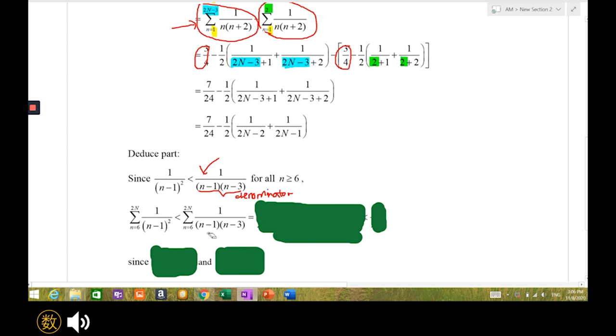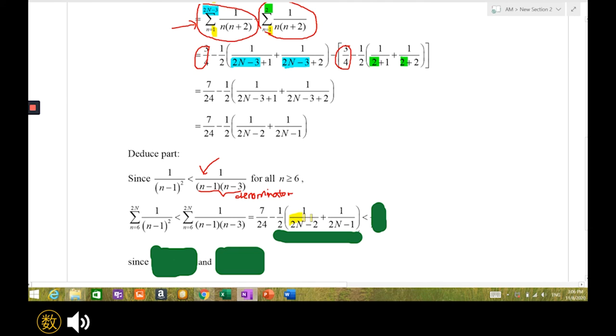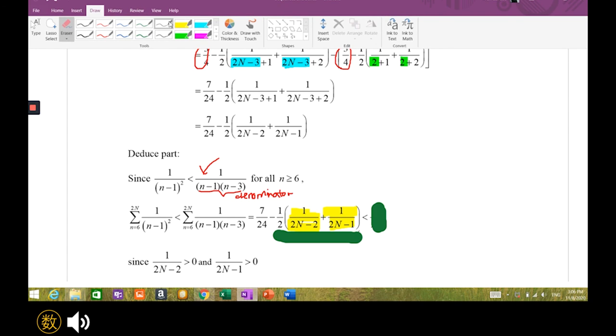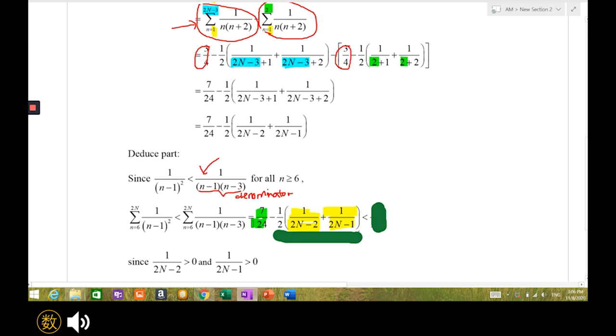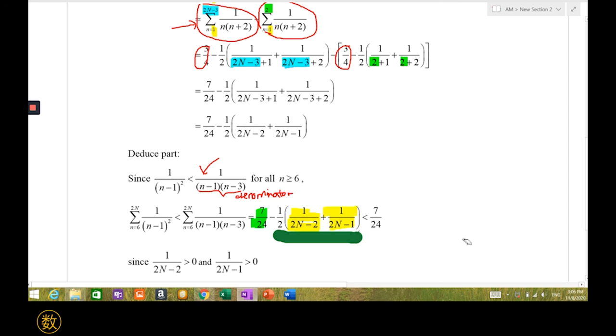And what is this result? We just proved it in the previous part. It's your 7 over 24 expression. To prove the inequality, what you need to observe is that these two terms you need to account for are each positive fractions. So when you subtract these positive fractions from 7 over 24, you find that the difference is going to be smaller than 7 over 24. And that proves the result.